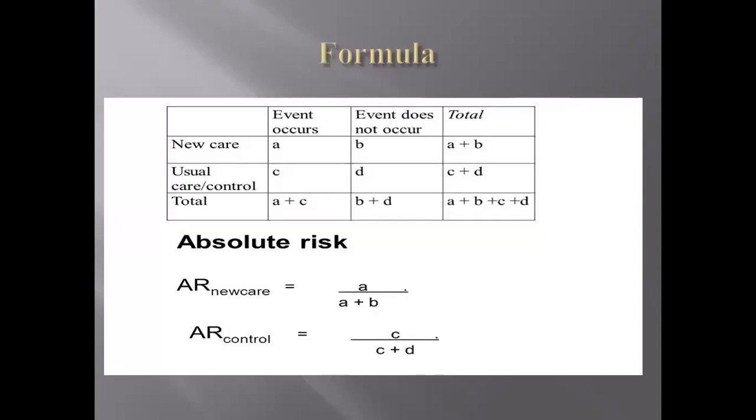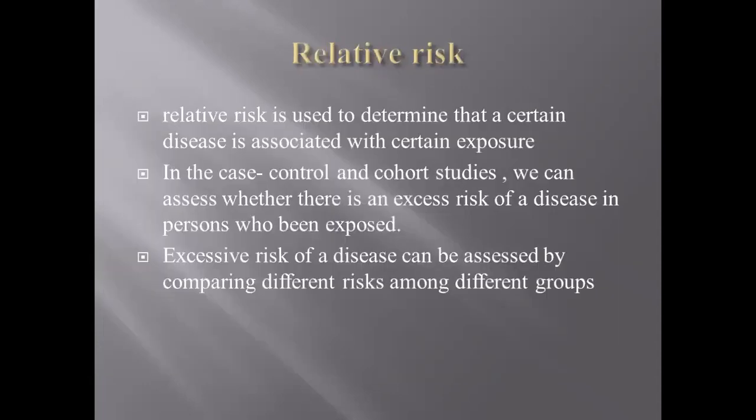So here is the formula of absolute risk in the new cases and the control cases. The events occur in A, and in the control it's C. The events do not occur in B and D. So the formula will be A divided by A plus B for the new cases, and for the control it will be C divided by C plus D.